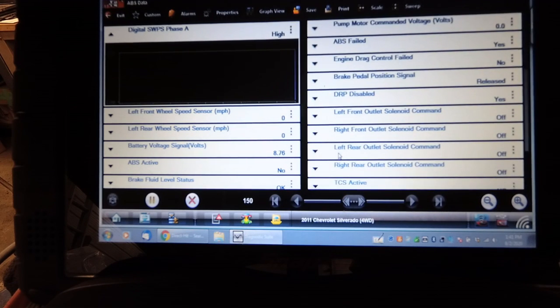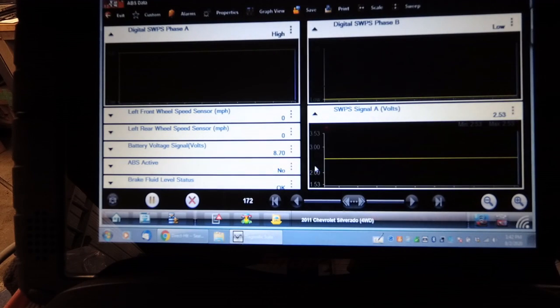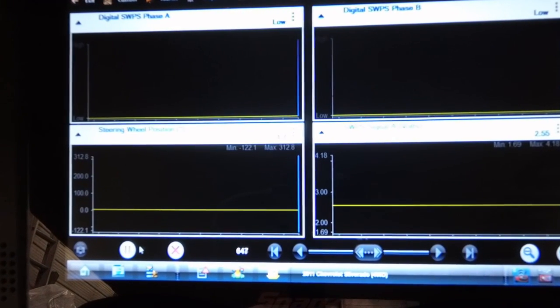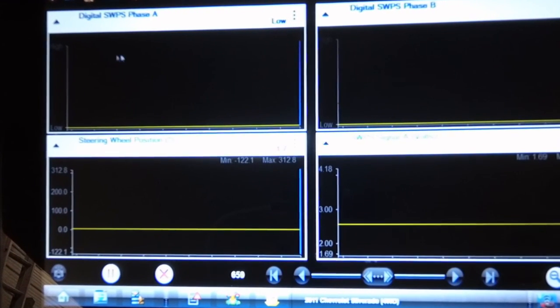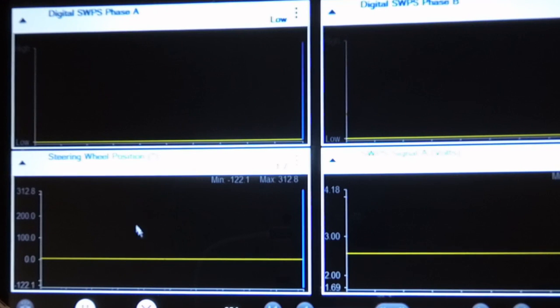These are the data parameters I watched before, but I should make a custom data list. The refresh rate would be faster then. So I've got it running now. We're monitoring steering wheel position phase A and phase B, which are two digital signals, the actual calculated position in degrees, and then an analog voltage, which I think is a backup signal. It should be about 2.5 volts. So I'm going to slowly turn the wheel to the right, and then back to the left, and then back to center.